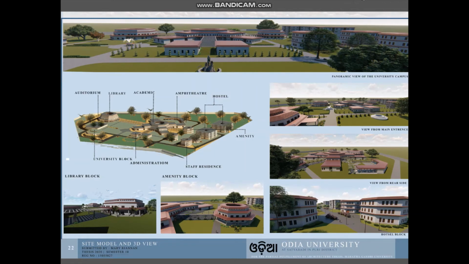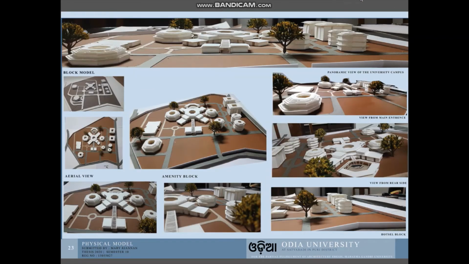These are the 3D rendered images of the university campus. The first one is a panoramic view of the university campus, and the rest are views of other buildings taken from different angles. This is the physical model. Initially, I made a physical block model of the scale 1:1000. Then I made a detailed model of the scale 1:500.